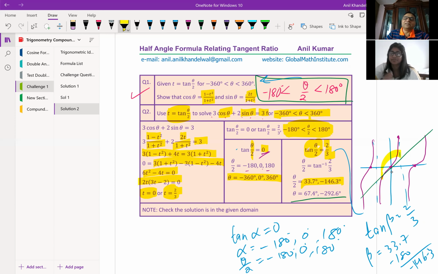Initially, when we read the question, we found that the argument was theta by 2. The given domain was for theta. We have to rewrite this for theta by 2, and then take all the values which fall within this particular domain. Ultimately, you'll get the right answer.